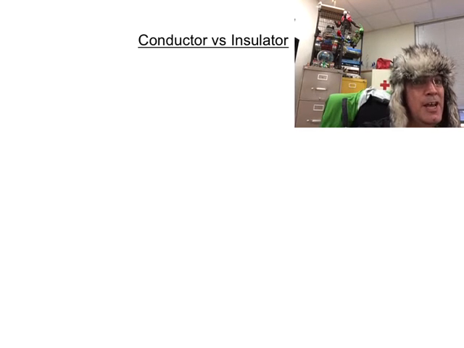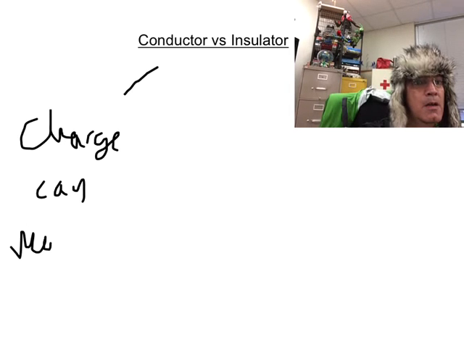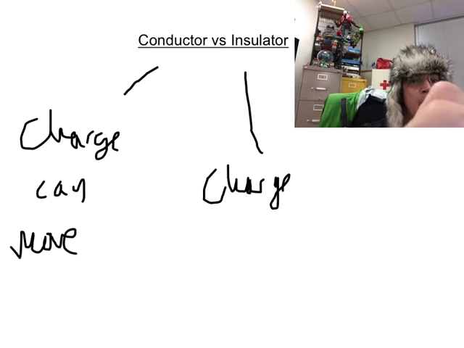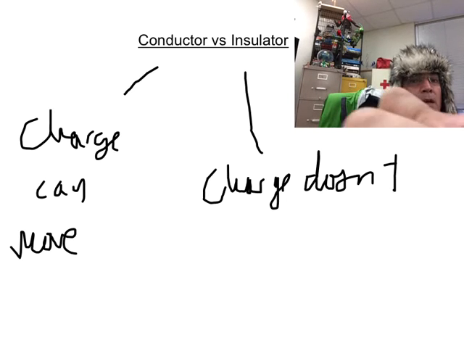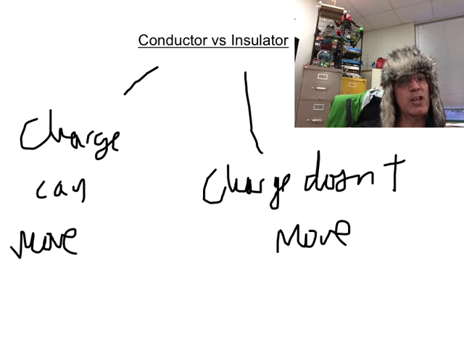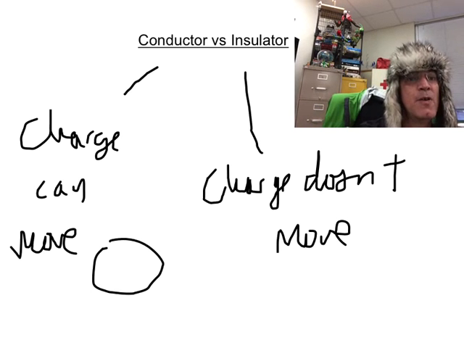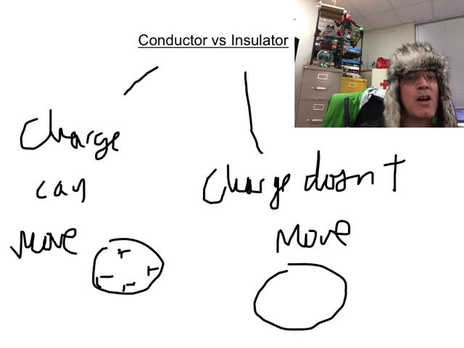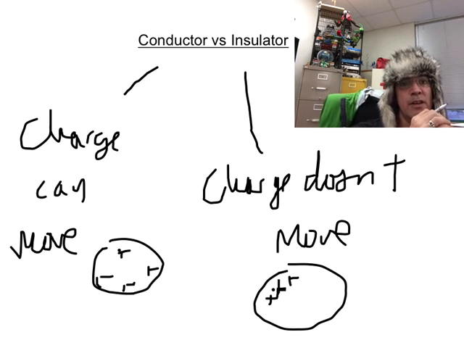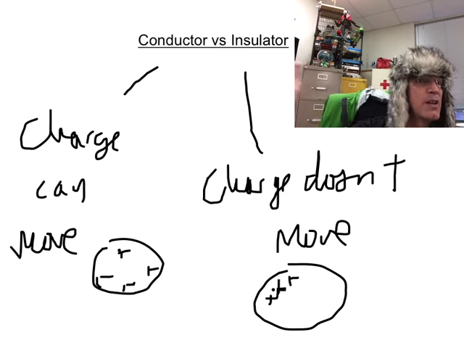Conductor, charge can move. Insulator, charge does not move. Both can be charged. You can put positive charge on either one. If you put a positive charge on a conductor, since it can move, it all goes to the very outside of the conductor. If you put a positive charge on an insulator, it all just stays right where you put it. Now it may drift a tiny bit, but it's not going to move as quickly as it does in a conductor. Conductors let charge move wherever they want to go.